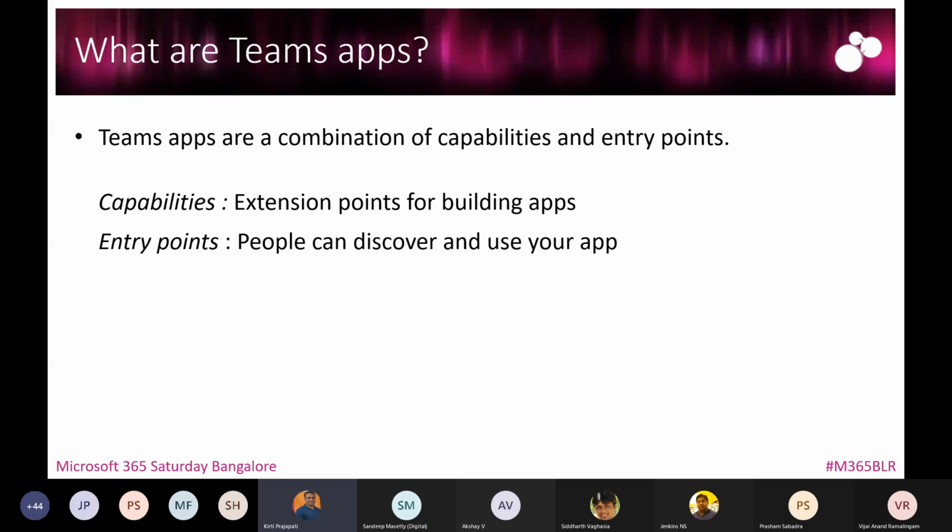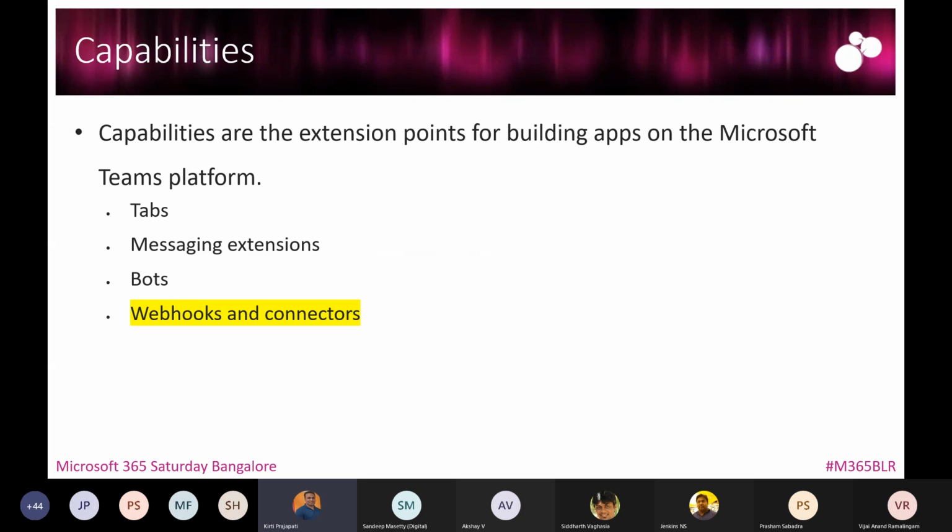That could be considered a capability in a channel. Now the channel is the entry point from where the user can discover different kinds of chat groups and information about the users they are planning to discuss with. So here the bot is a capability and the channel is an entry point, as an example. Now what are capabilities? Capabilities are the extension points for building apps on the Microsoft Teams platform. There are multiple ways to extend the Microsoft Teams capabilities.